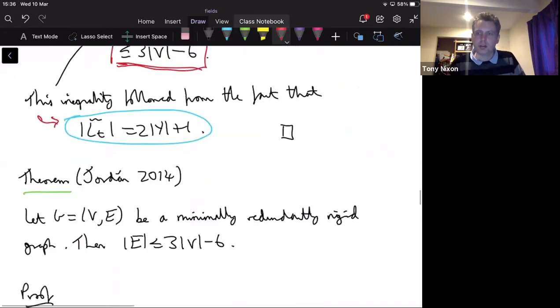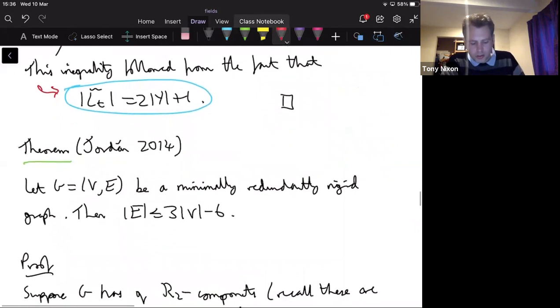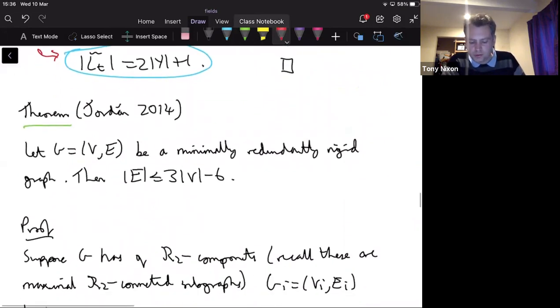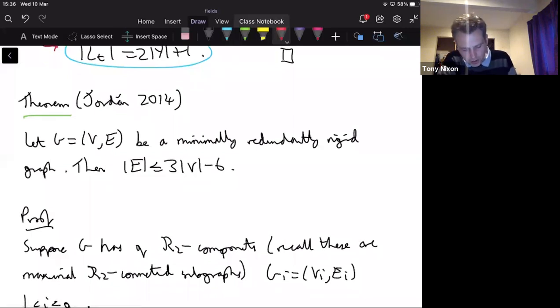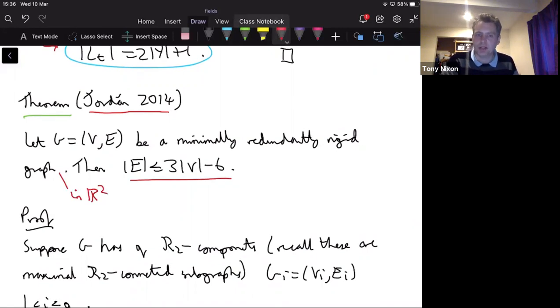Okay, so then the theorem is to give the same bound for minimally redundantly rigid graphs. Again, this is due to Thibault-Jourdain. So if you're minimally redundantly rigid in 2 dimensions, and I should emphasize again that this is in R2, then the number of edges is at most 3v minus 6.